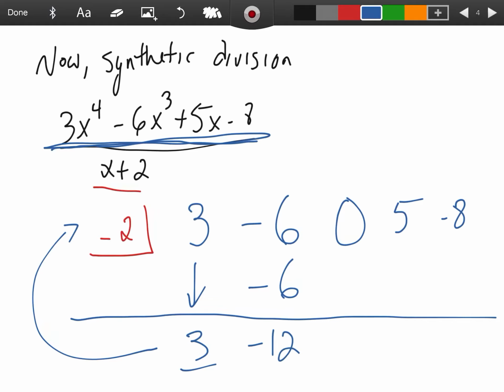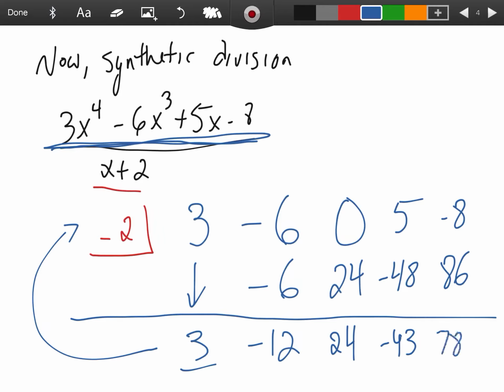Then multiply. Negative 12 times negative 2 is a positive 24. Add: 0 plus 24 is 24. Multiply: 24 times negative 2 is negative 48. Add: you get negative 43. Multiply: negative 43 times negative 2 is a positive 86. Add: negative 8 plus 86 is 78.